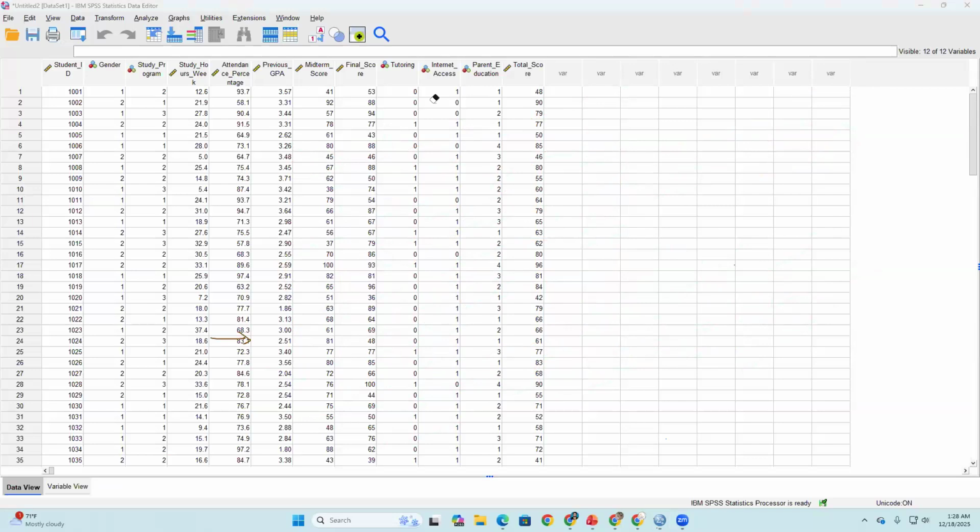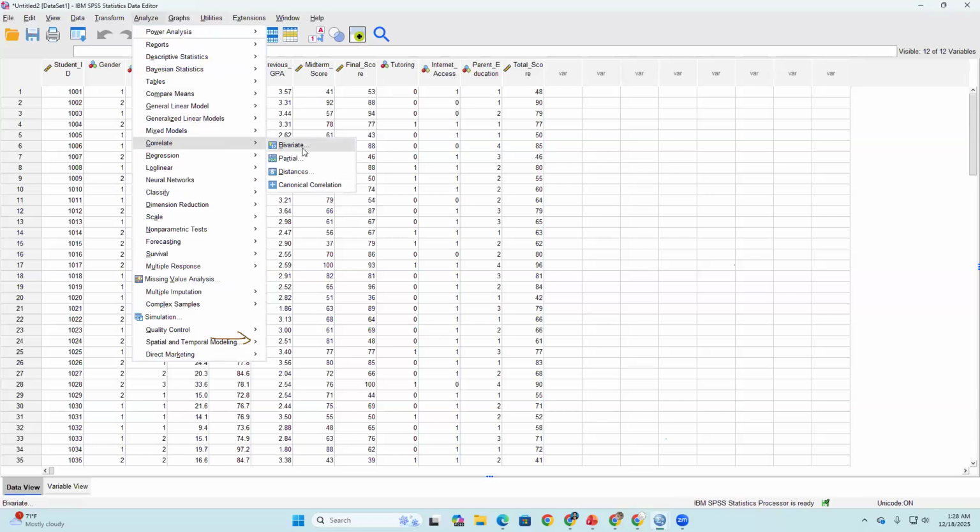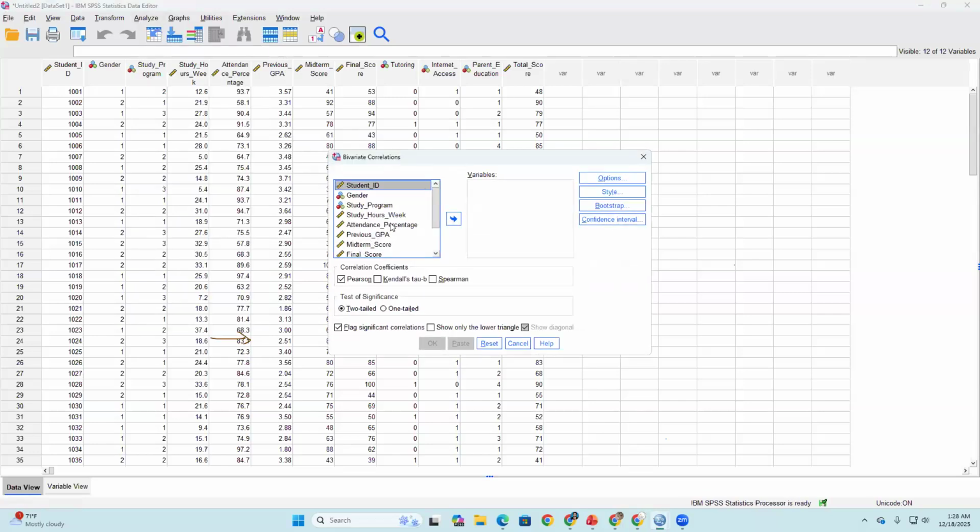First of all, we will select any two variables to check the relationship. We can use study hours and the midterm score. We can do a simple relationship test between them. You will go to Analyze, then Correlate, and use Bivariate. The two variables we are selecting are study hours per week and the midterm score. You should also click Spearman, it will give you an idea.